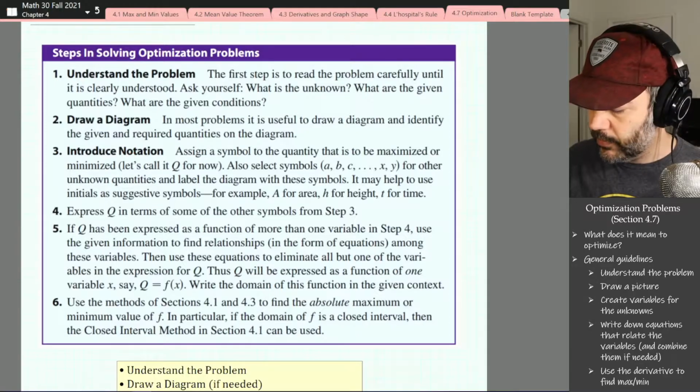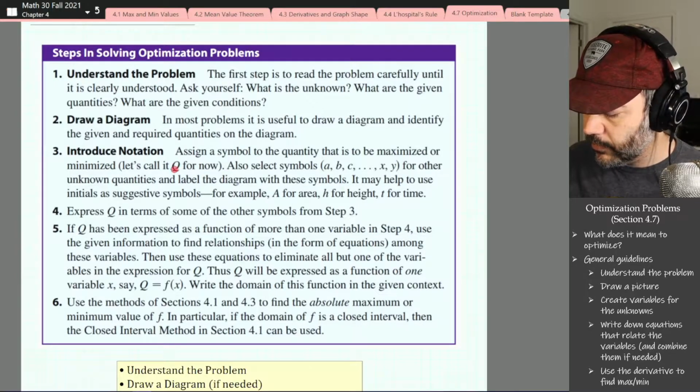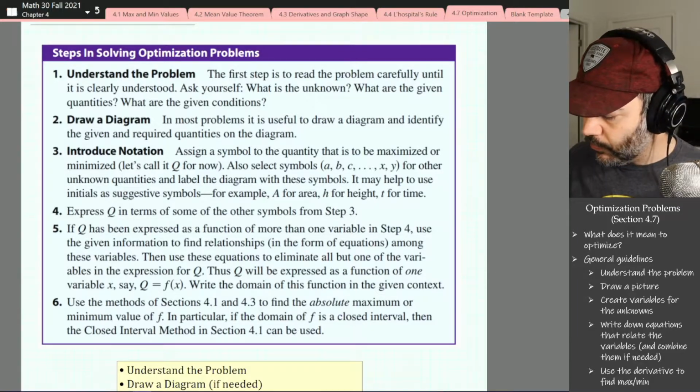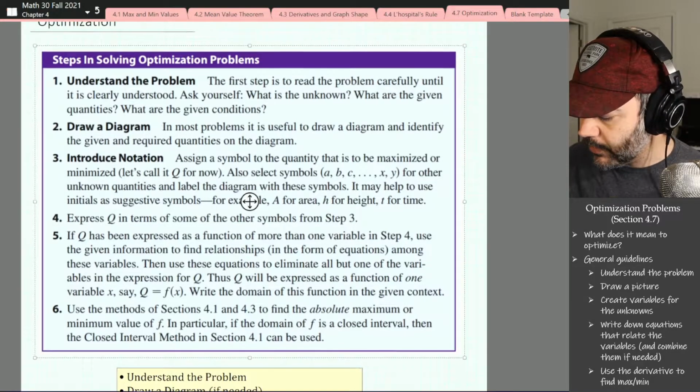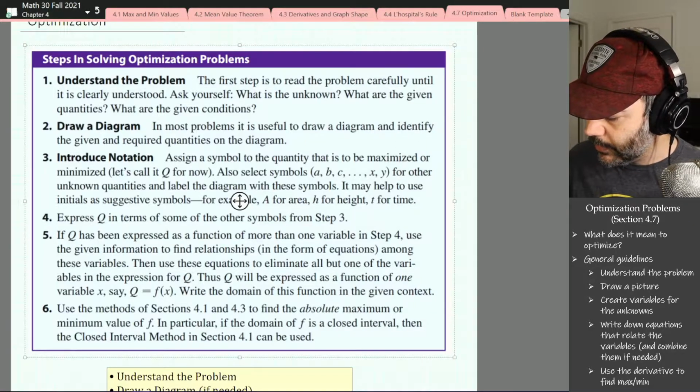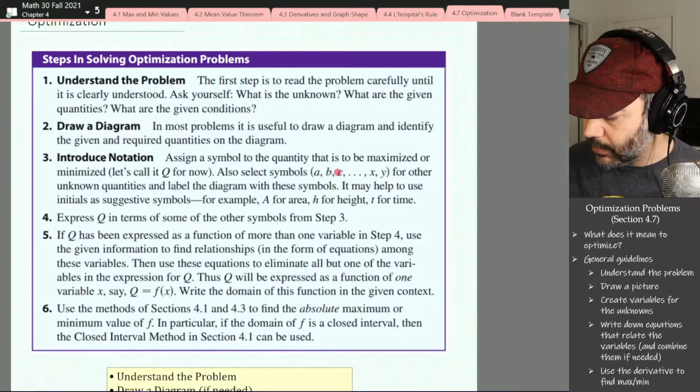Introduce notation. So in their notation here, Q is their quantity that they want to maximize or minimize. So ultimately, you want to create symbols and variables for all the different quantities that are in the problem, maybe X, Y, some constants like A, B, C, or some parameters.